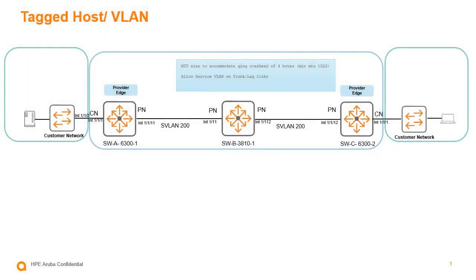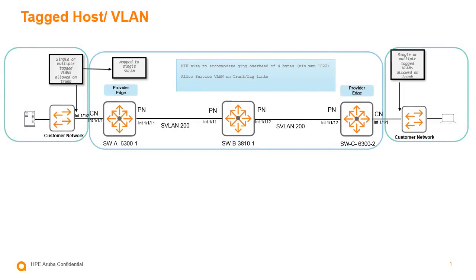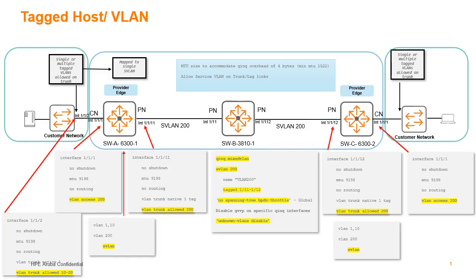Now for the tagged customer VLAN presentation to the provider edge switch, using the example of an SVLAN 200 again. So the customer port presentation can be a single tagged VLAN or multiple tagged VLANs on a trunk. In this example, a range of VLANs are tagged on the customer switch and are mapped to a single SVLAN. As you can see, the CN and PN port configurations are identical to the previous example. The CN port doesn't care whether it receives data tagged or not, and it maps to the appropriate SVLAN, where it's passed to the PN port, where the QinQ encapsulation is applied for transmission out of the PN port.